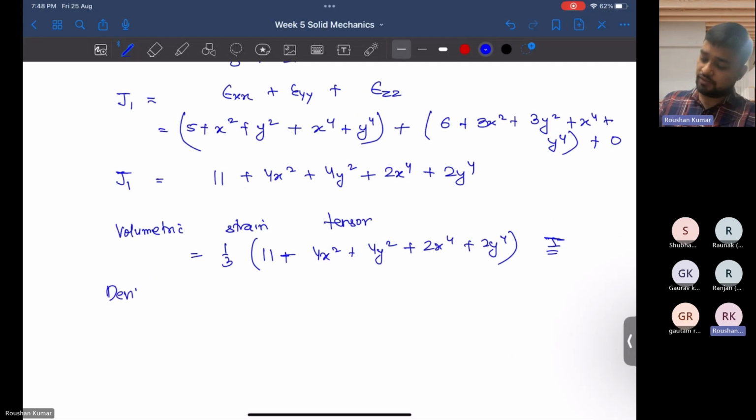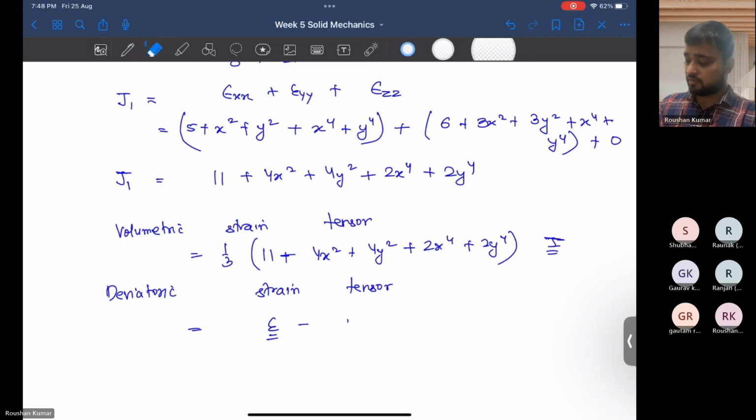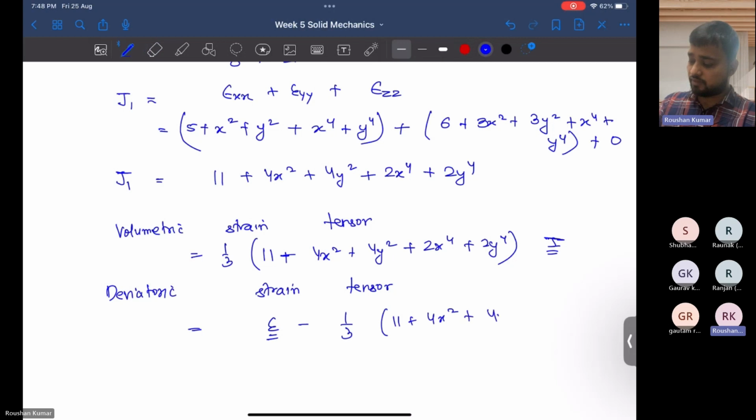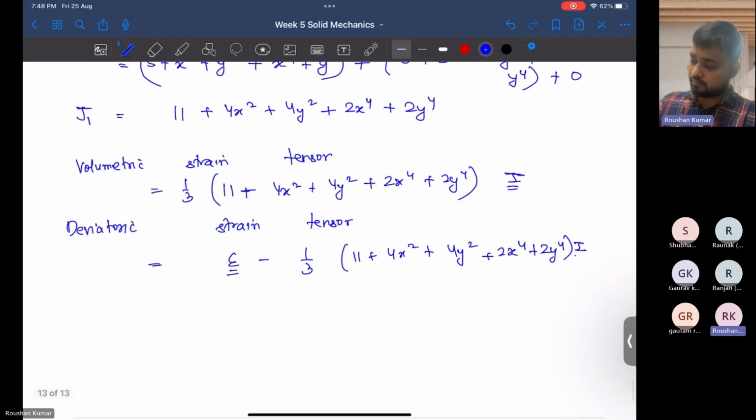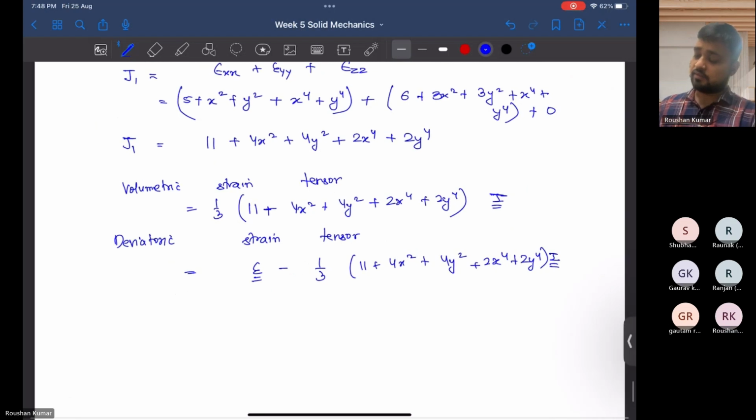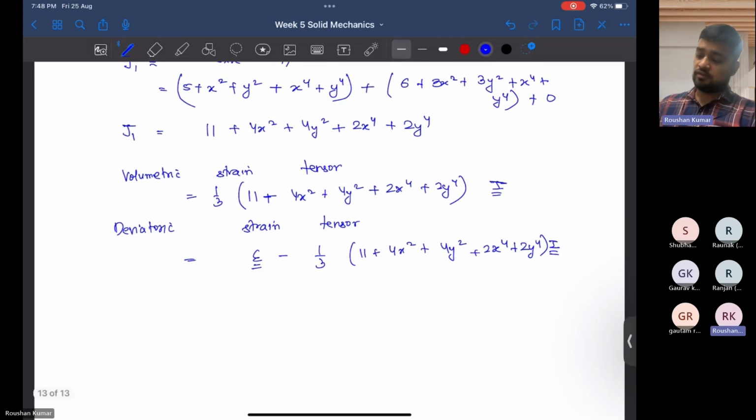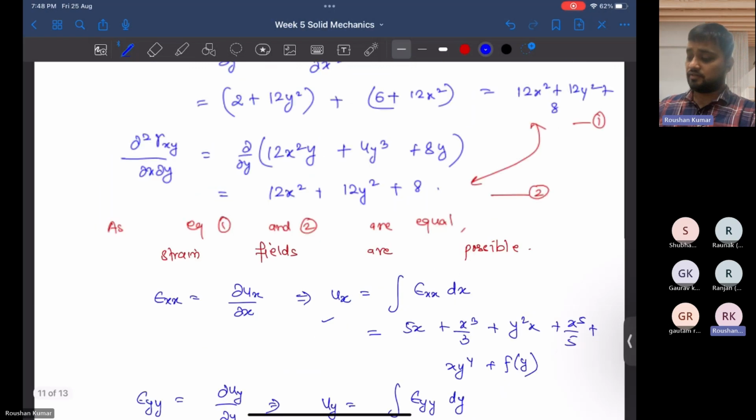And the deviatoric strain tensor is the total strain tensor minus the volumetric strain tensor, which is 1/3 of (11 plus 4x² plus 4y² plus 2x⁴ plus 2y⁴) times the identity. So this is the volumetric and deviatoric strain tensor.